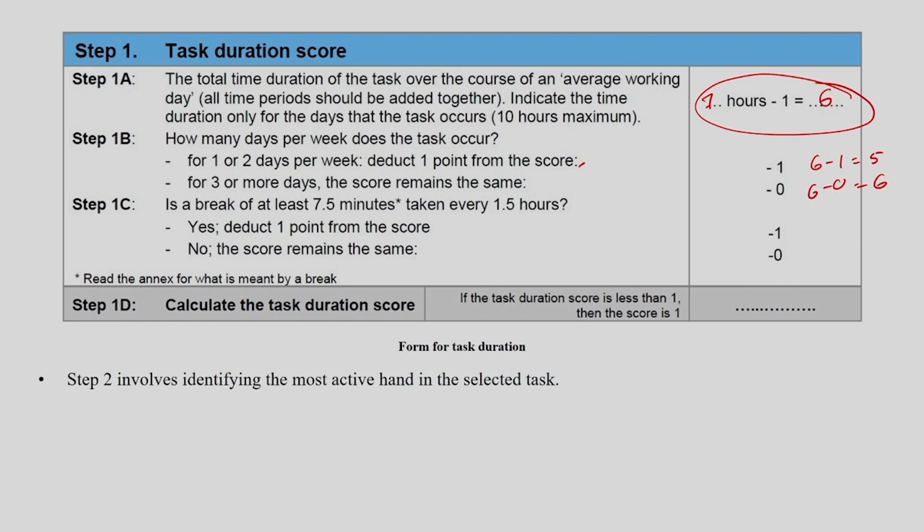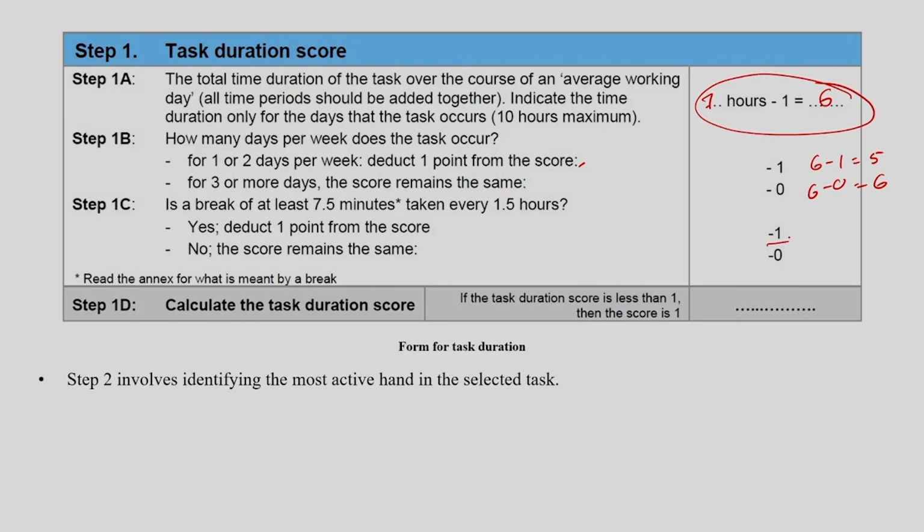Coming to the next step: is a break of at least 7.5 minutes taken every 1.5 hours? If yes, you are considering the recovery period, right? Some kind of rest. If you are taking a 7.5 minute break after each 1.5 hours while doing that particular job, then you need to deduct 1. If there is no break, then the score remains the same.